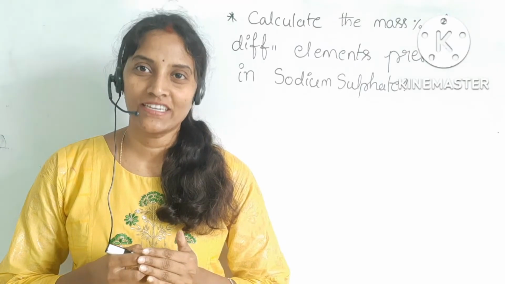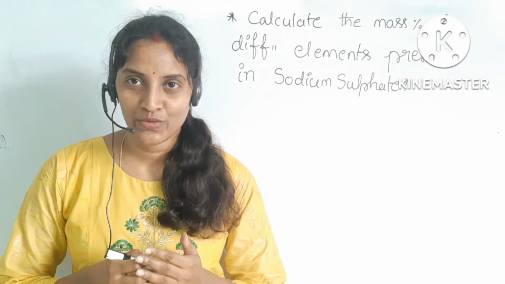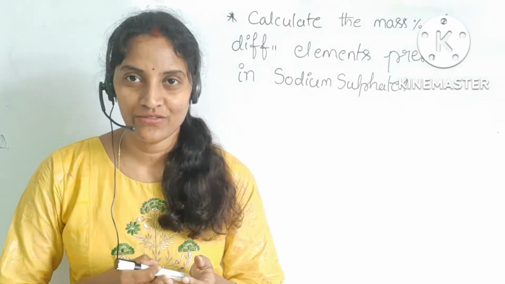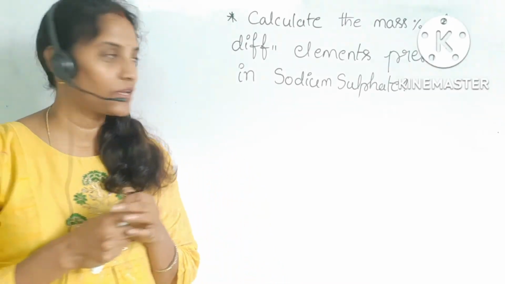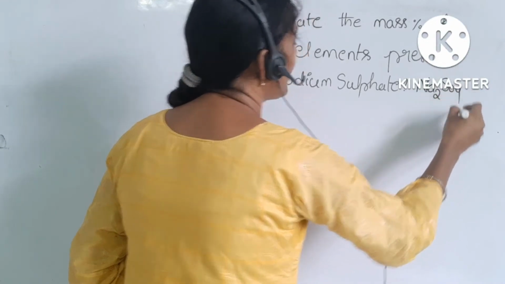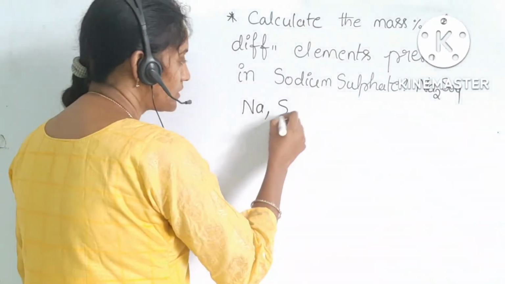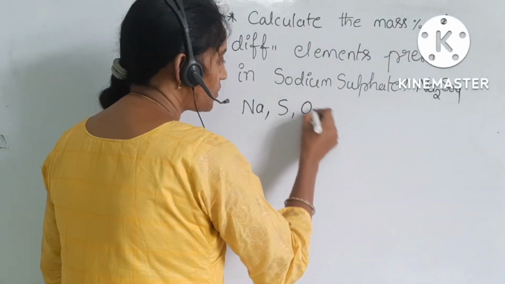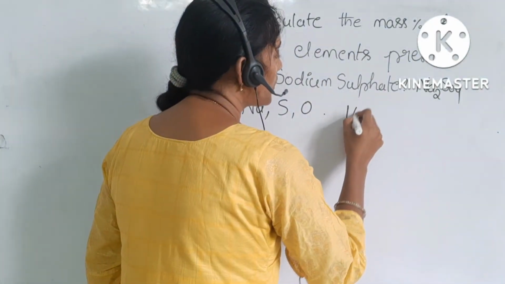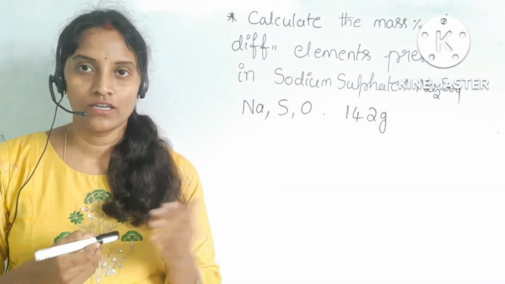We should calculate the mass percentage of different elements present in a given compound. That given compound is sodium sulfate. What is the sodium sulfate's formula? You can see that is Na2SO4, and after that you can write what type of atoms are here, sodium and sulfur and oxygen, and then the molar mass for this compound, that is 142 grams of molar mass for the sodium sulfate.